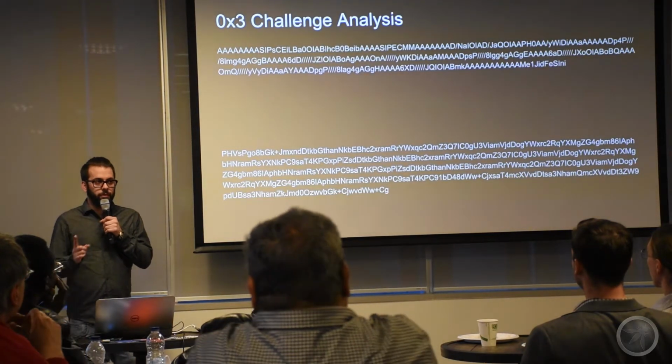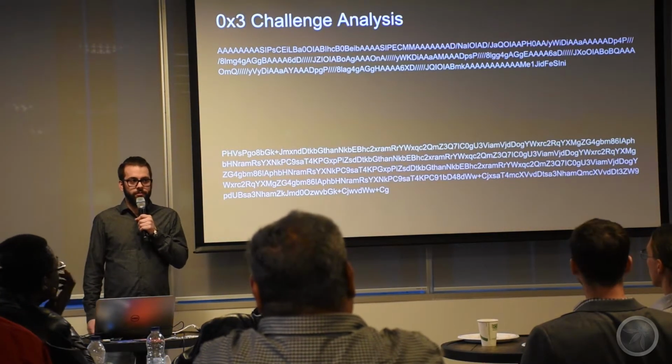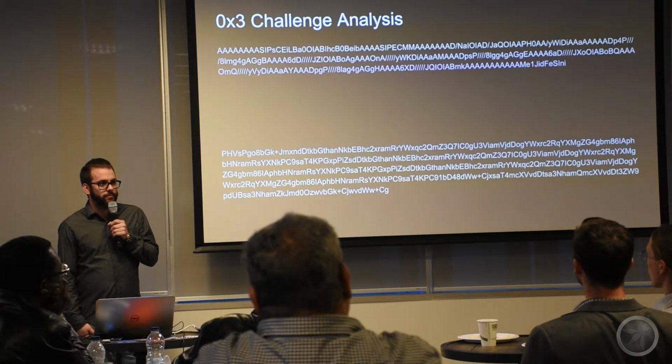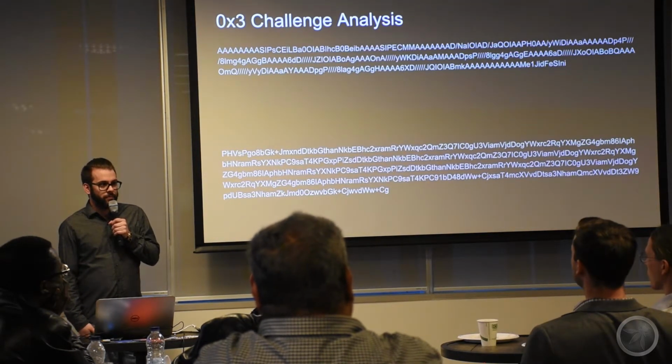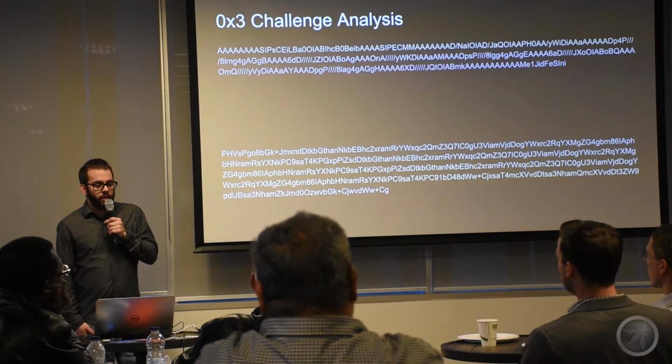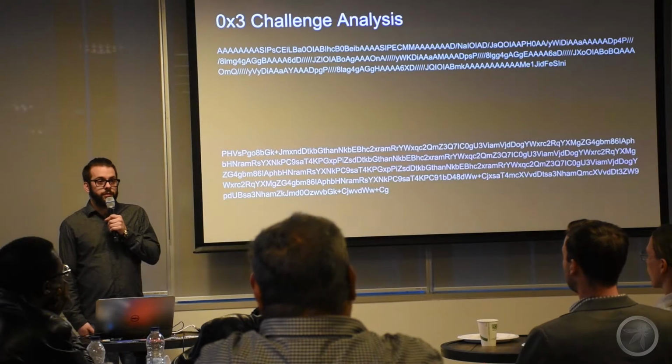Let's start with a bunch of 0s. How did you figure it out? Exactly. If you have a bunch of capital A on a block of base 64 text, this is clearly just a bunch of 0s.